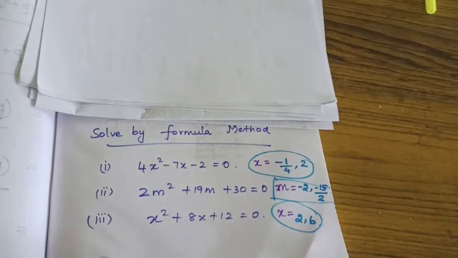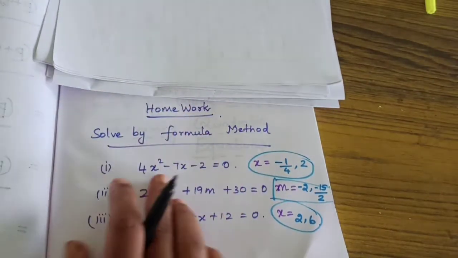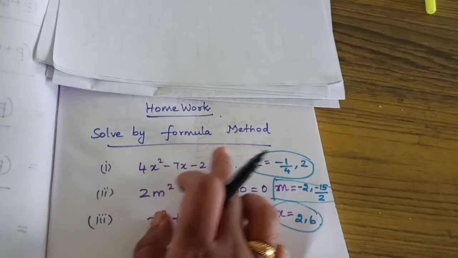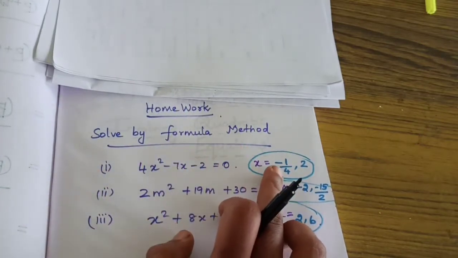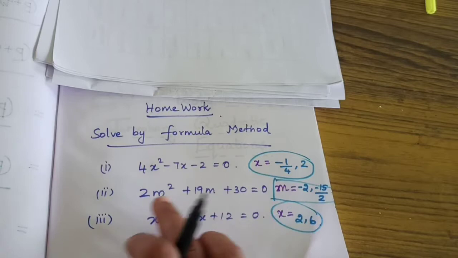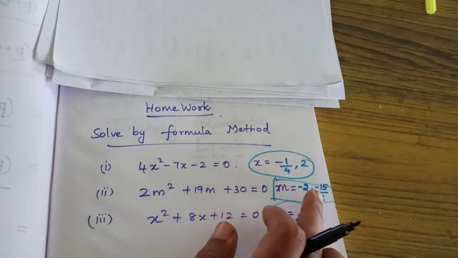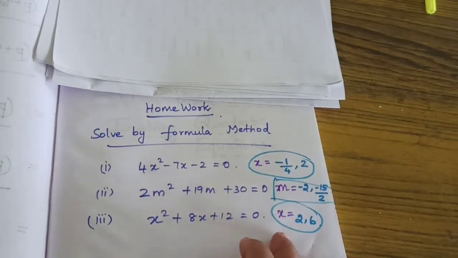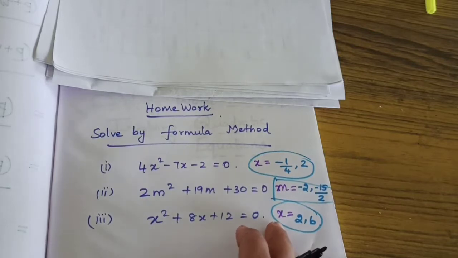Okay, just check your answer. This is the homework problem I gave, correct? So solve by formula method. The first one answer is minus 1 by 4 and 2. The second one answer is minus 2 comma minus 15 by 2. And the last one answer is x equal to 2 and 6. Check it, and if you have any doubt, you can ask me.